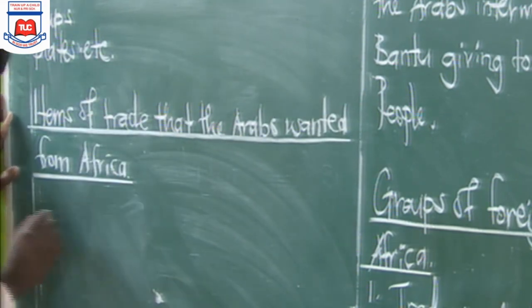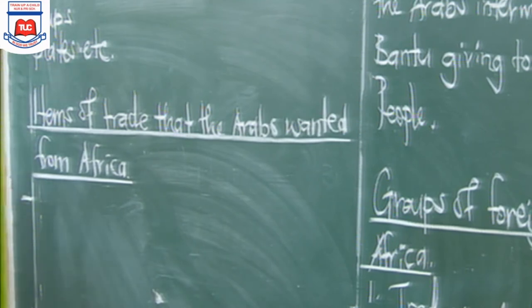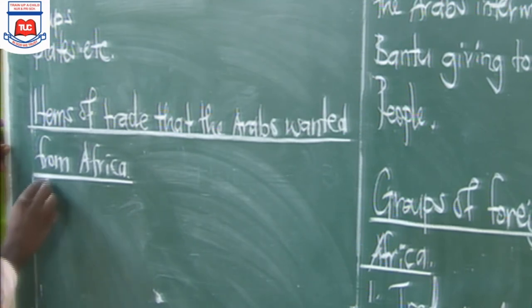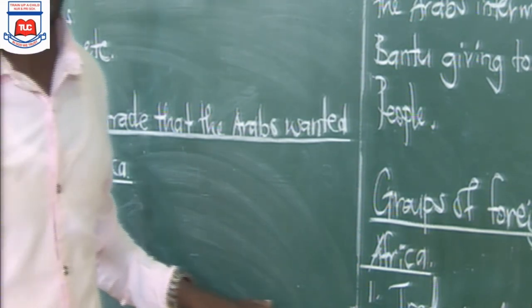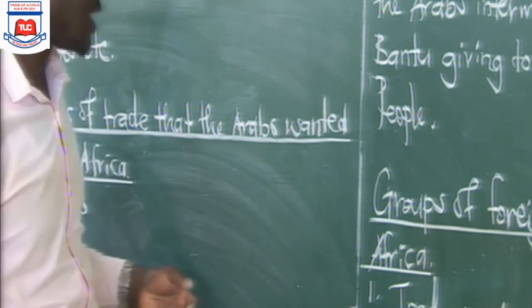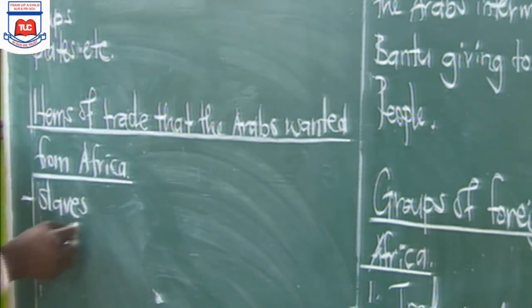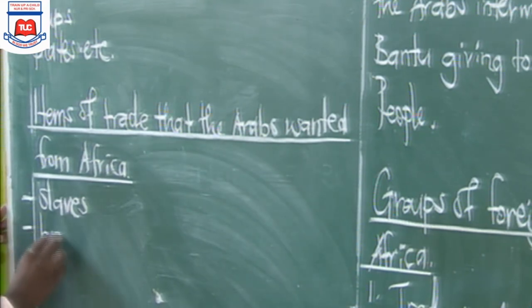So, one, these Arabs wanted what we call slaves. And when we talk about slaves, these are human beings who are to be sold and used. So why were slaves needed? Slaves were needed to carry those other goods that they could get from Africa, from the interior to the coast where they had settled. Two, these people wanted also things like bark cloth.